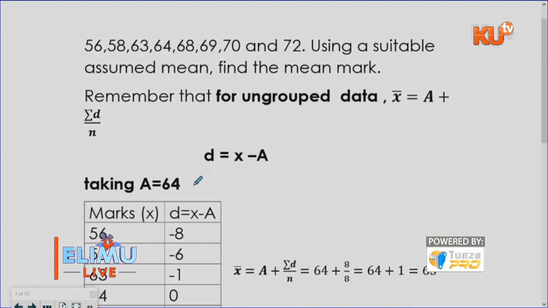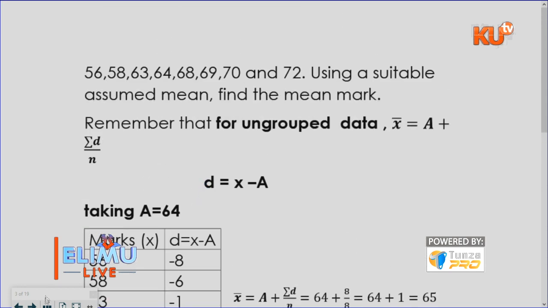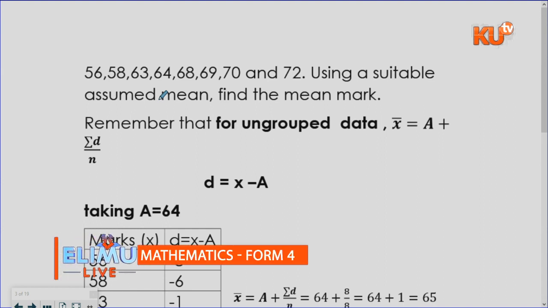Look at that example. This is some values representing ages of people: 56, 58, 63, 64, 68, like that, up to 72. Then you have been told, using a suitable assumed mean, find the mean mark. So we want to find the mean mark. That is the question. And we've been told to use what?